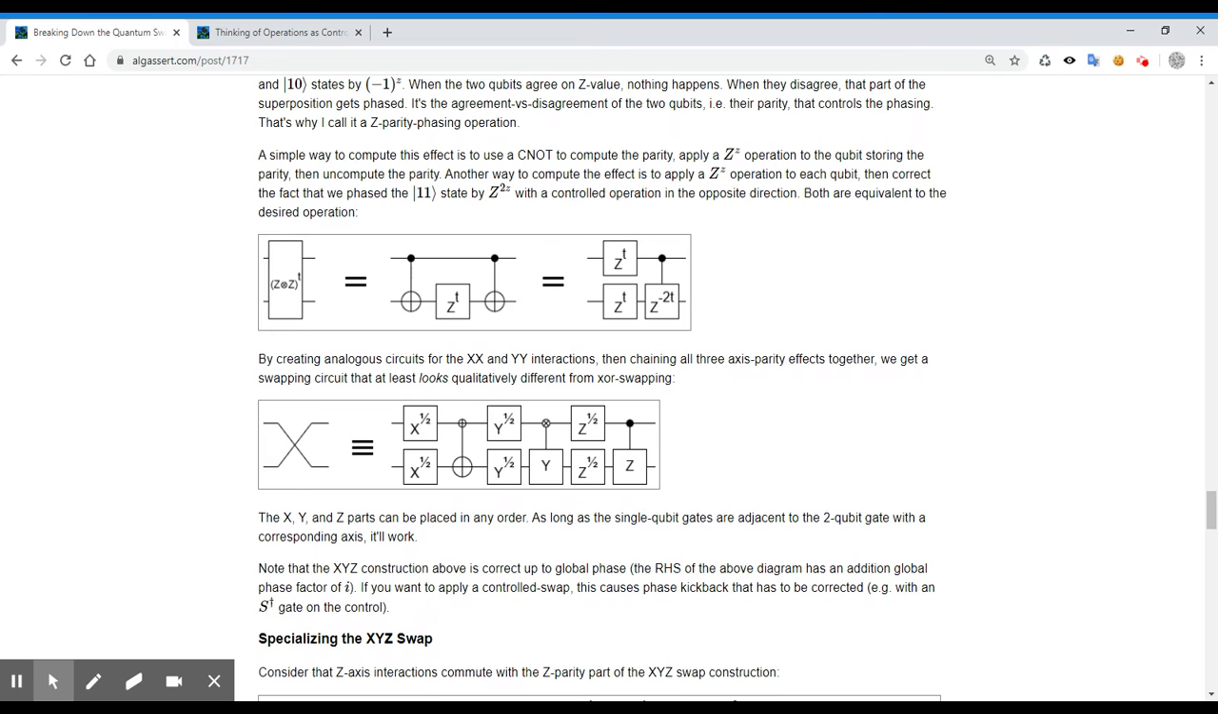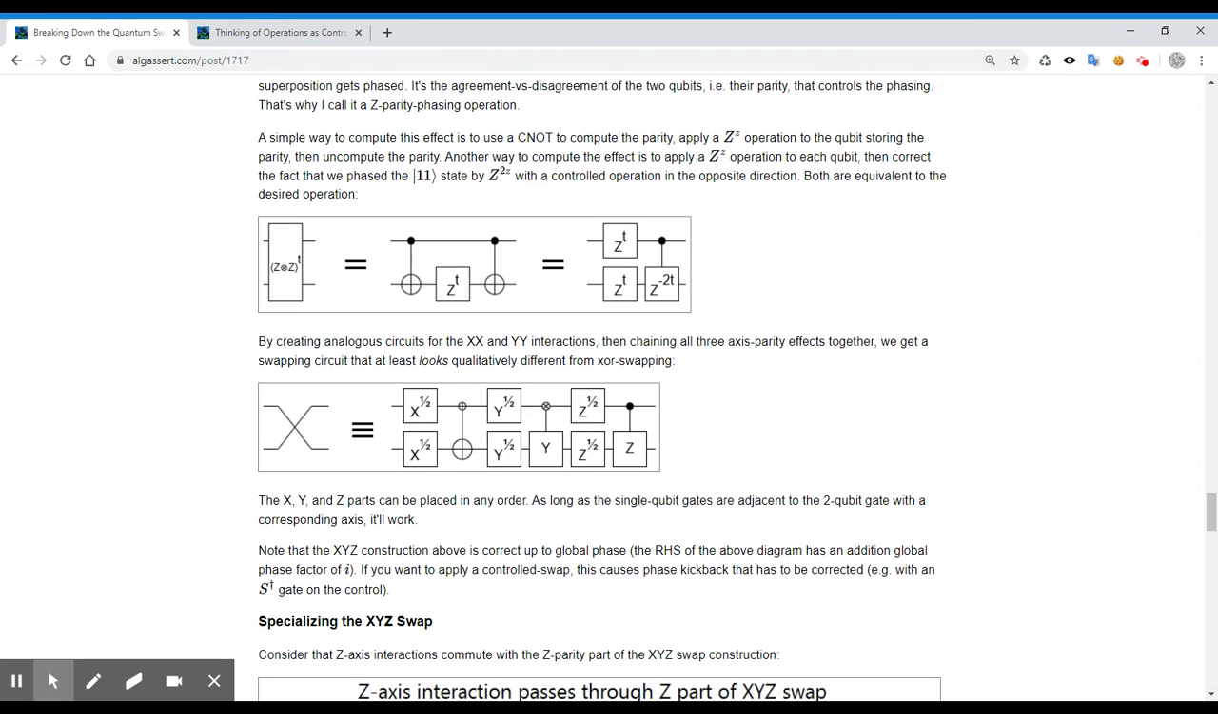By creating analogous circuits for the XX and the YY interactions and chaining all the three-axis parity effects together, we get a swapping circuit that at least looks qualitatively different from XOR swapping. Wow.